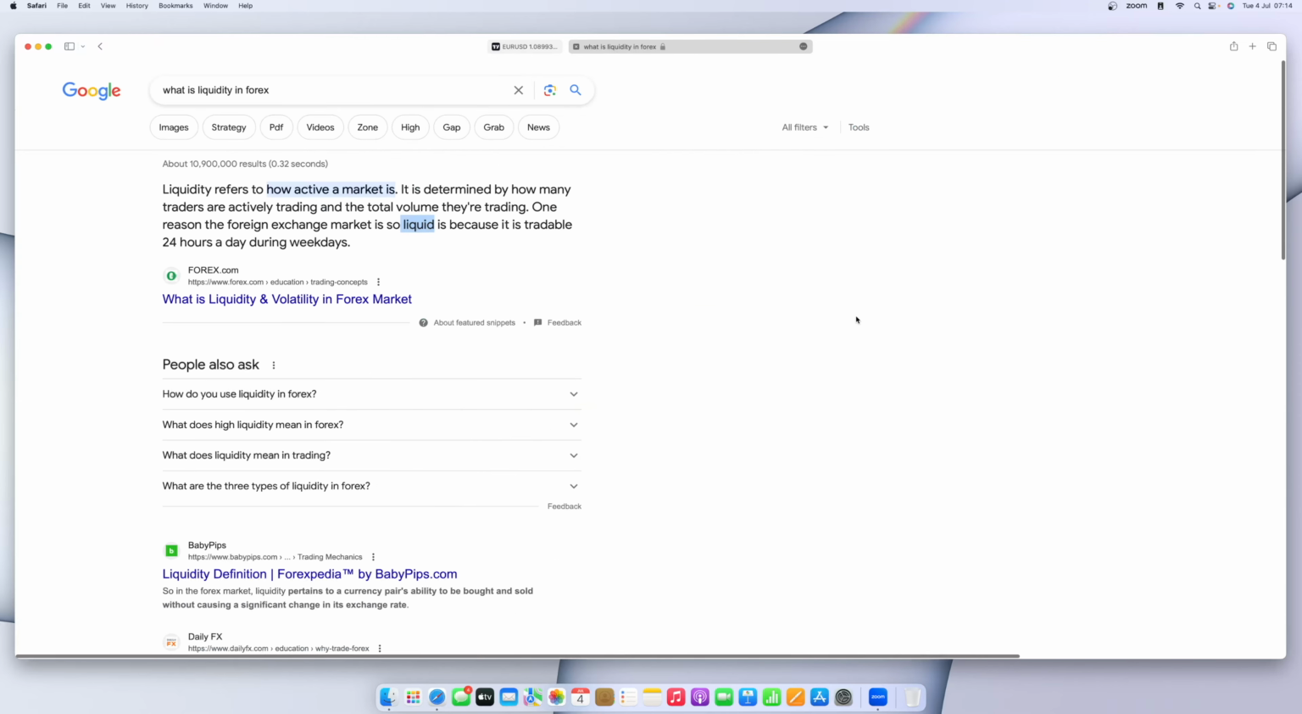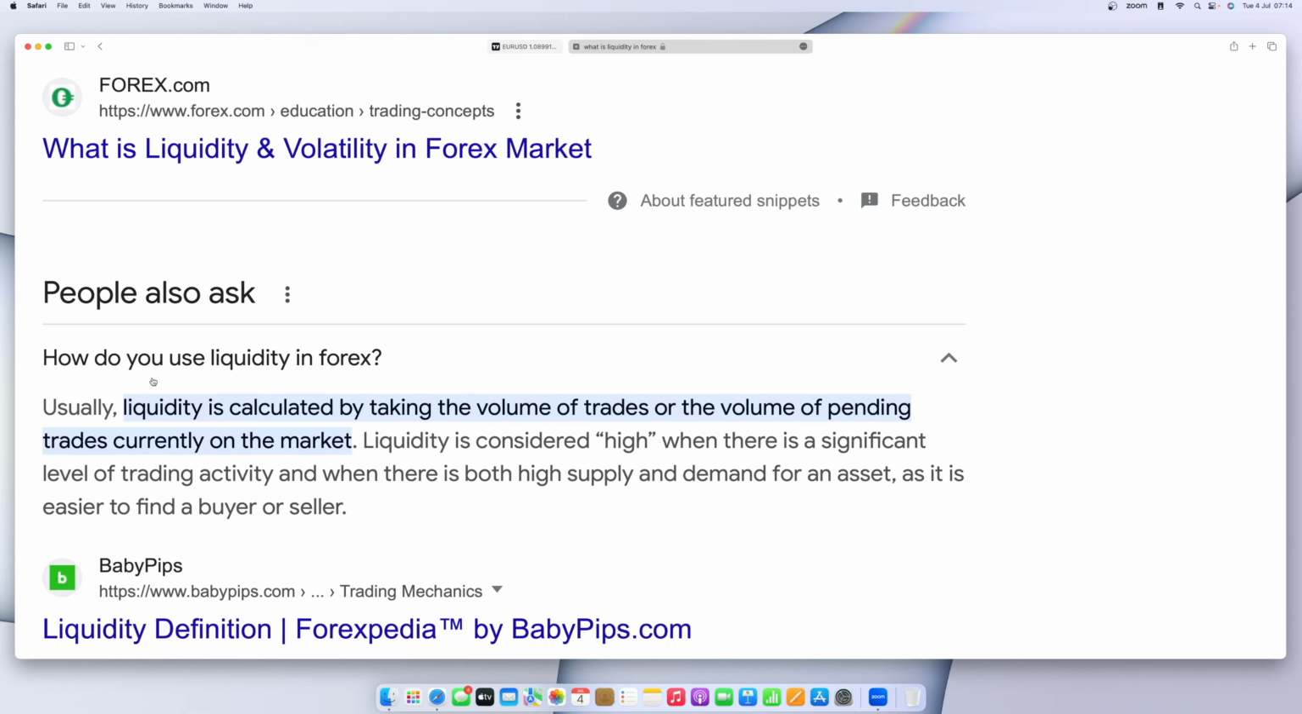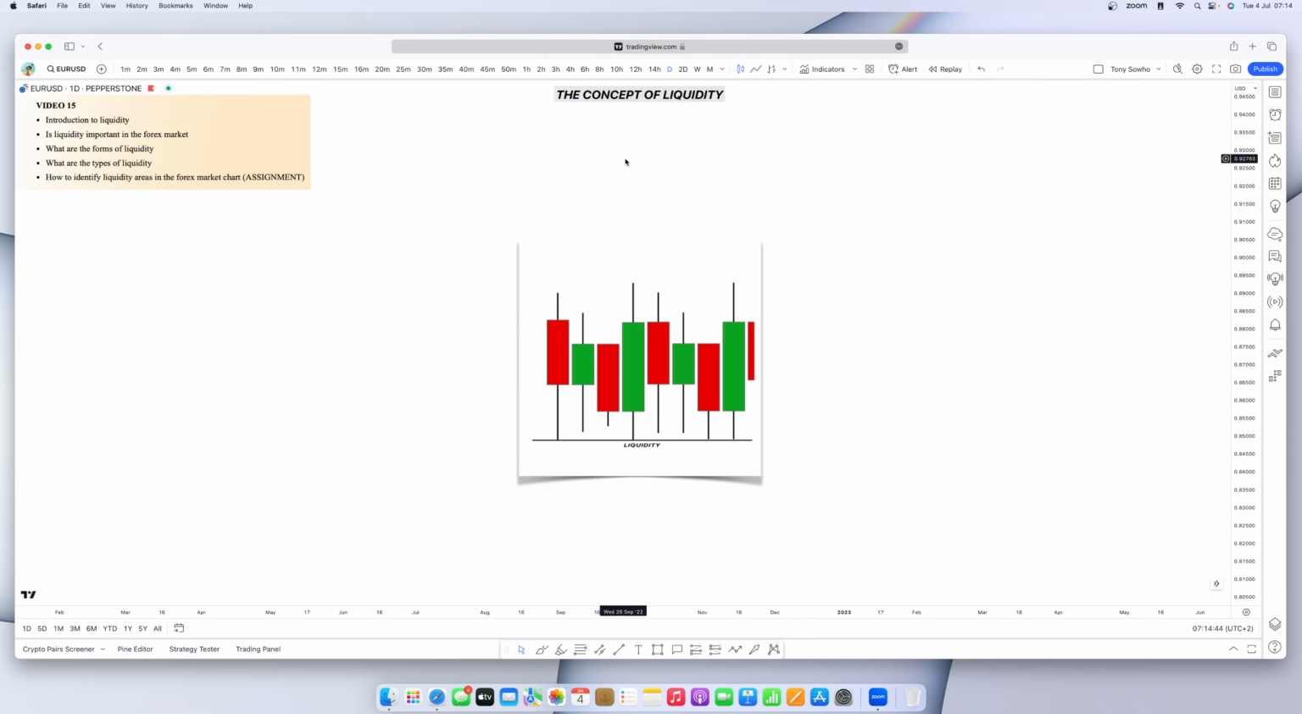And then here it says, how do you use liquidity in Forex? So usually liquidity is calculated by taking the volume of trades or the volume of pending trades currently on the market. Liquidity is considered high when there is a significant level of trading activity and when there is both high supply and high demand for an asset, and it is easier to find a buyer or seller. Okay, so these are Google definitions of what liquidity is.